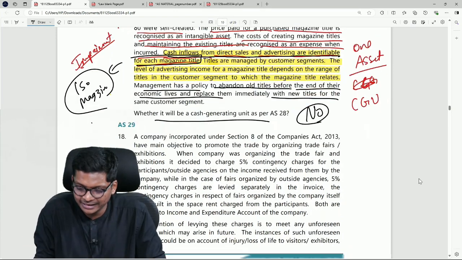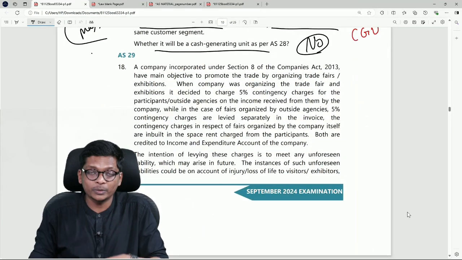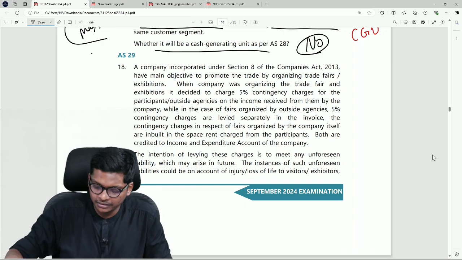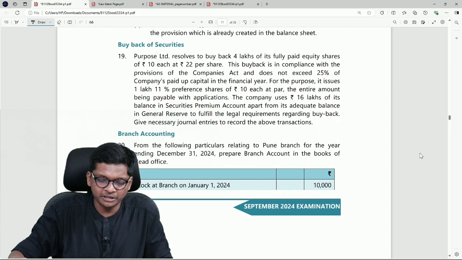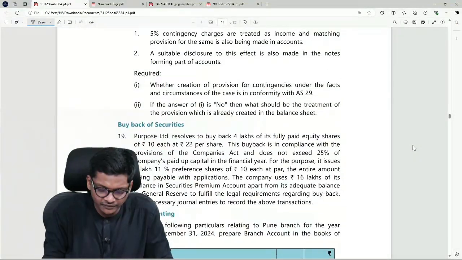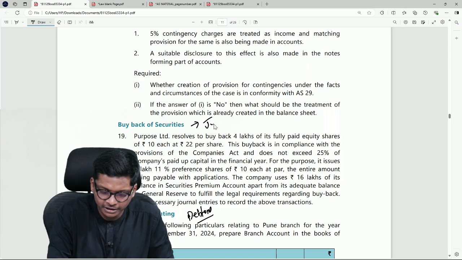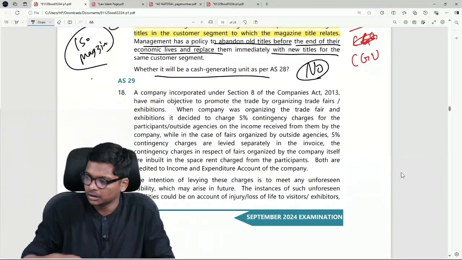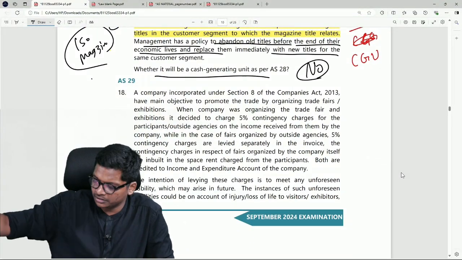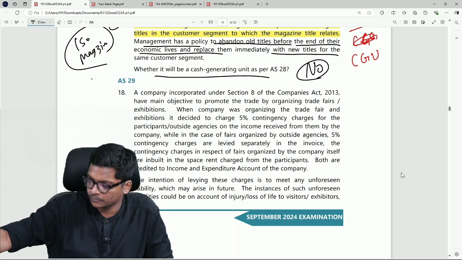Following, guys, let's go to the next theory question, AS 29, the last question that we have in accounting standards, and then followed by one simple question on buyback and one on branch. We have the debtors method in buyback, not MCQ. They are asking basic journals, very basic journals, guys. Three questions, 15-20 minutes. We will close and proceed.